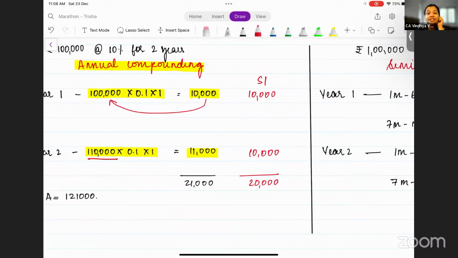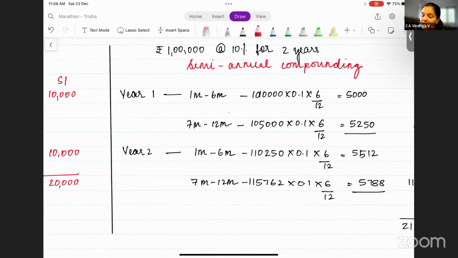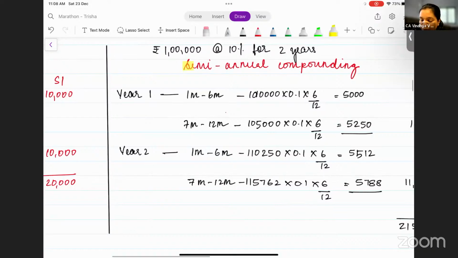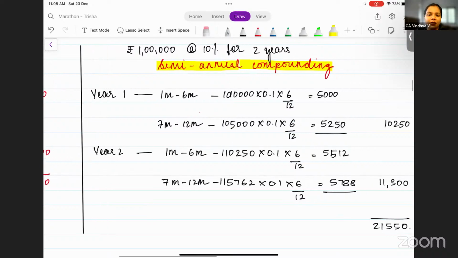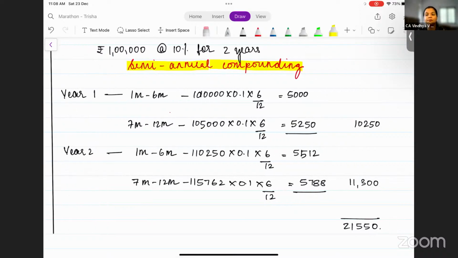Now let us change the nature of compounding. First one we said annual compounding. The second one I'm going to say semi-annual. What is semi-annual compounding? Once in every 6 months, interest is added to the principal. So here you have 1 lakh into 0.1 into 6 by 12, which is 5,000.